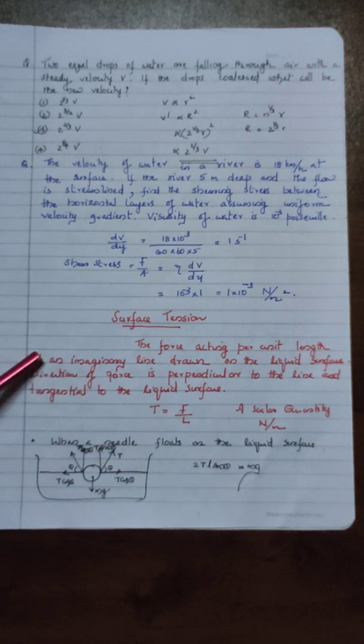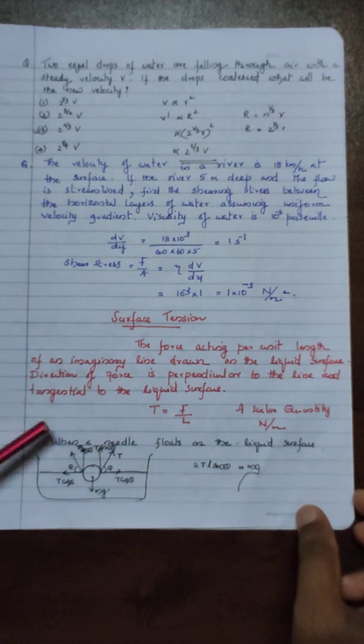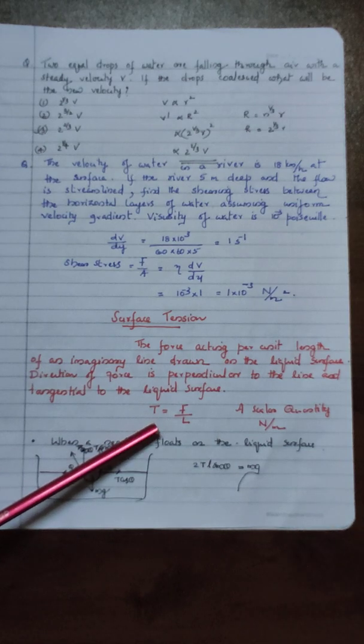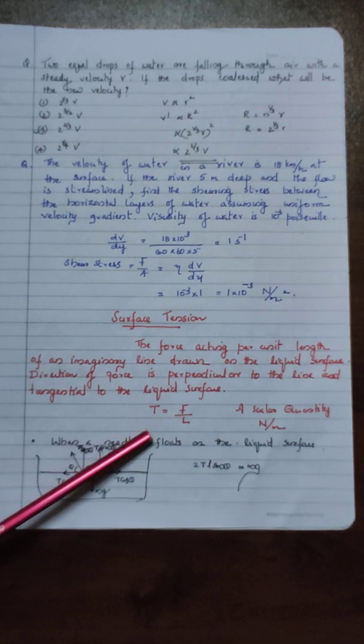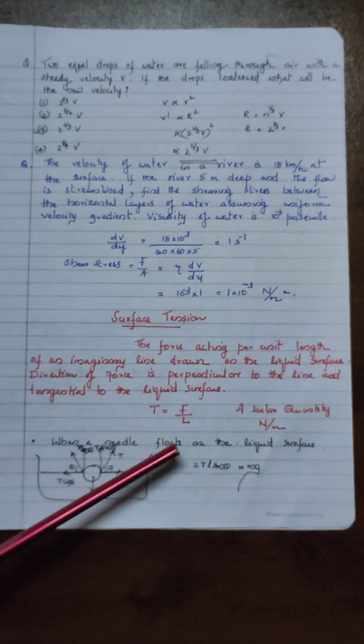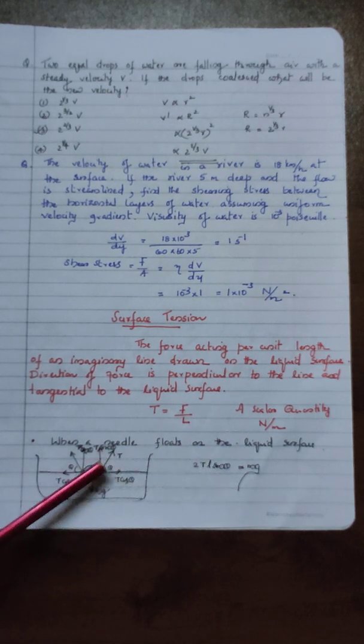Surface tension is the force acting per unit length of an imaginary line drawn on the liquid surface. And keep in mind, the direction of force is perpendicular to the line and tangential to the liquid surface. Also keep in mind, surface tension is force per unit length, is a scalar quantity, and is expressed in Newton per meter.